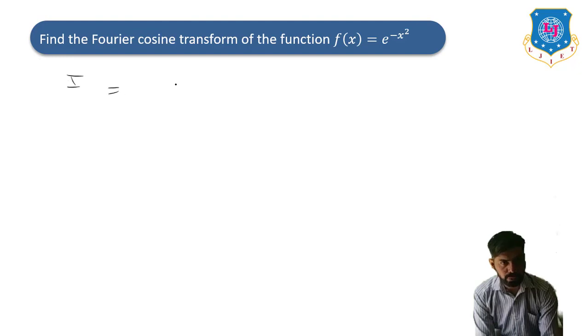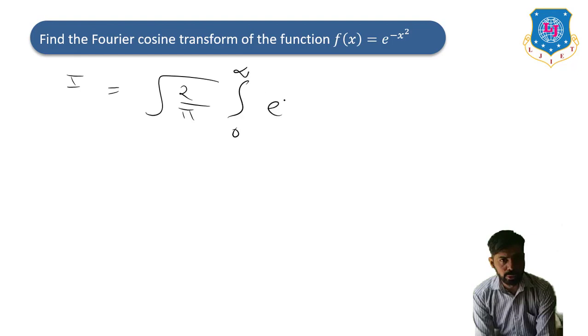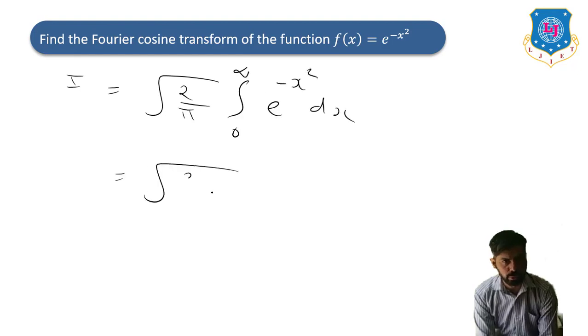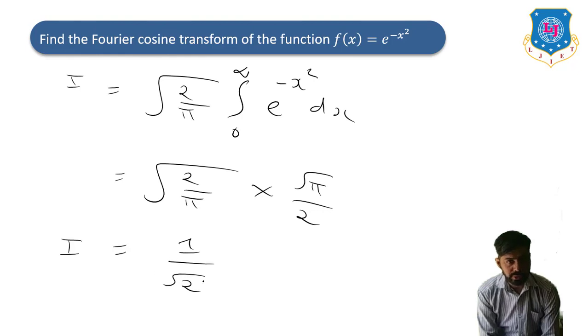what was I? It was I equals square root 2 by pi integration 0 to infinite e raised to minus x square dx. So this will be square root 2 by pi into root pi by 2. So here root pi cancels, and square root 2 divided by 2. So it will be 1 over root 2. So this is the answer of I.